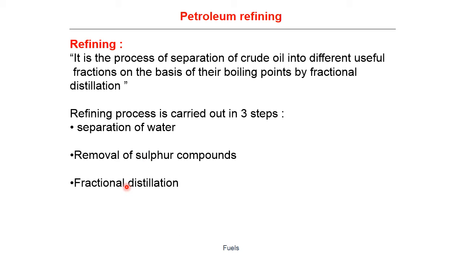And then the third step, a very important step in the refining process, is the fractional distillation process. As crude oil is a mixture of hydrocarbons, these hydrocarbons get separated based on boiling point difference. The main principle behind this fractional distillation is that the higher boiling point component condenses first, while the lower boiling point component condenses last. By using this principle, we can separate different useful fractions on the basis of their boiling point difference.